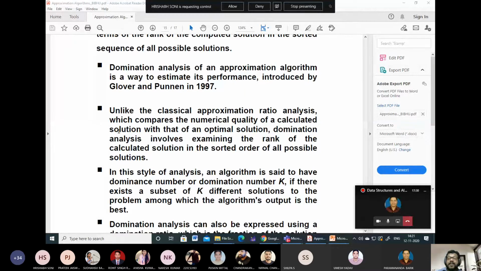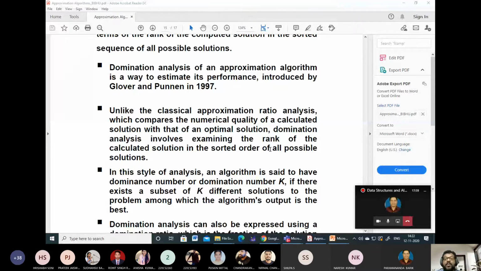So unlike the classical approximation ratio analysis, which compares the numerical quality of the calculated solution with an optimal solution, that is, let us say I try to find out the shortest path or a minimum spanning tree, so it will return me a value. But my optimal solution, that value is somewhat known to me. So based on these two values, I can compare the output of an approximation algorithm with the optimal solution. Let us assume that by any means you obtained the optimal solution.